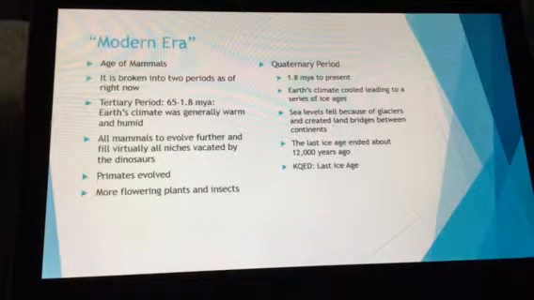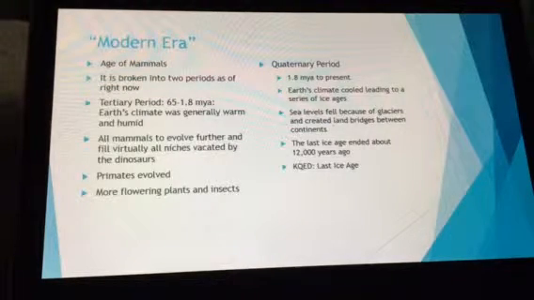So, the Tertiary period, the Earth's climate was generally warm, a little humid. Our mammals started to fully find out what their niche was going to be because these large dinosaurs had taken over everything. And so now that there were no dinosaurs, we could actually see these mammals getting bigger and bigger. They were actually able to find food sources a lot easier. And we had our first primates evolve.